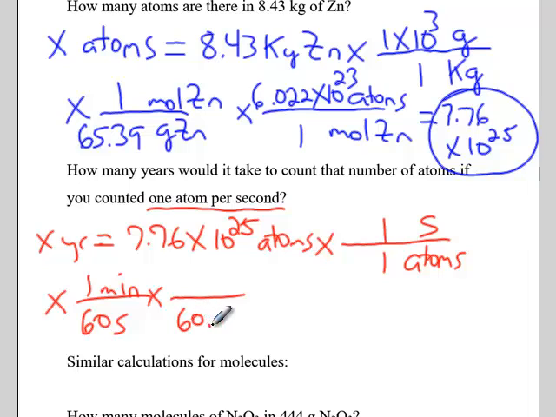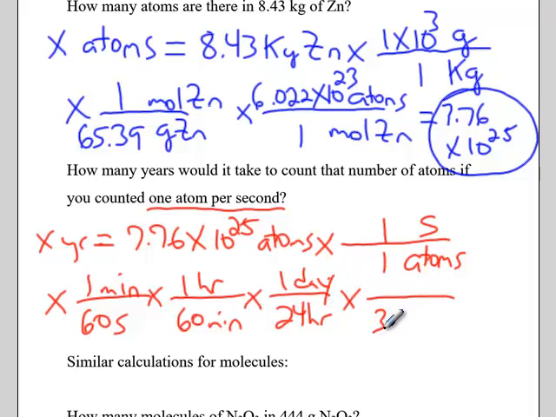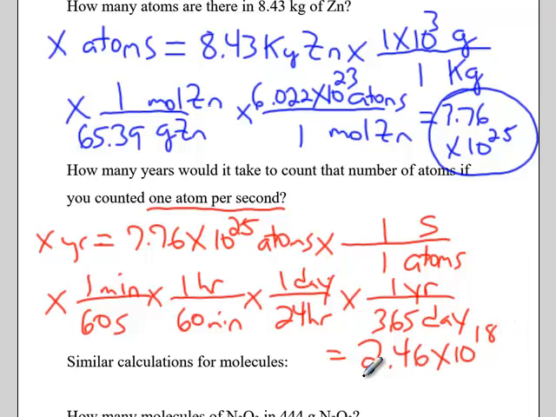and 60 minutes in an hour, 24 hours in a day, and then finally 365 days in a year. So this is a huge number, 2.46 times 10 to the 18th years.